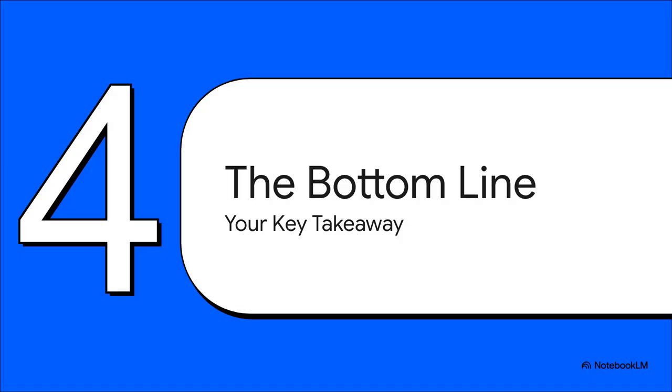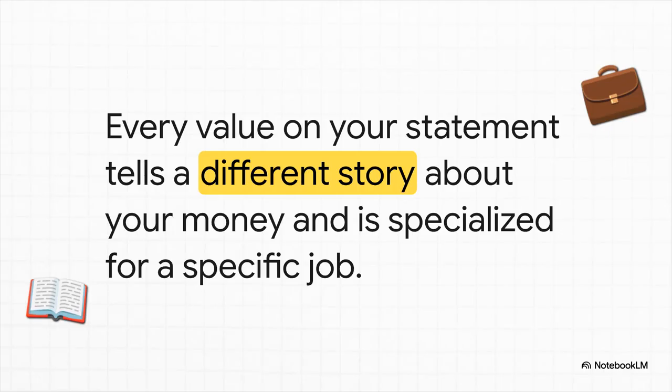So, after all that, what is the big takeaway here? Let's just wrap this all up with the single most important point. Look, these numbers are not there to confuse you, even though it totally feels that way sometimes. The truth is, every value tells a different part of your money's story. They're not fighting with each other. They're specialized. One is for growth, another is for cash on hand, and another is for a paycheck you can't outlive. They just have very different jobs.